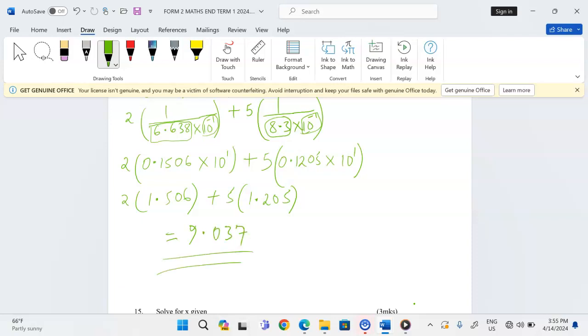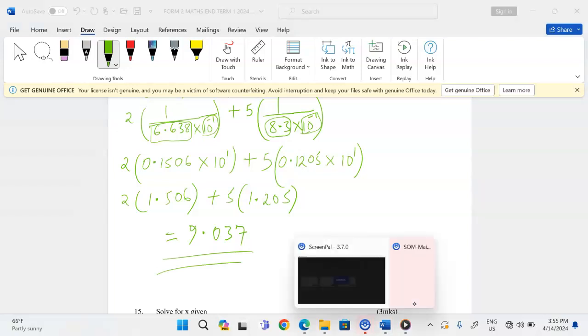9.037. So that is how we use mathematical tables to work out numerical cases.